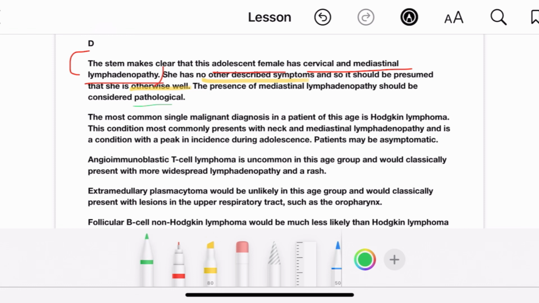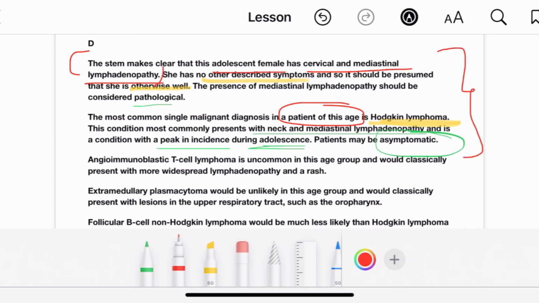The most common malignant diagnosis in this age group, so we should consider the age of the patient and the history, is Hodgkin's lymphoma. The condition is most commonly present in the neck and mediastinal lymphadenopathy, and peak incidence is during adolescence. Most patients may be asymptomatic. All this together gives us the clue that the patient has Hodgkin's lymphoma.